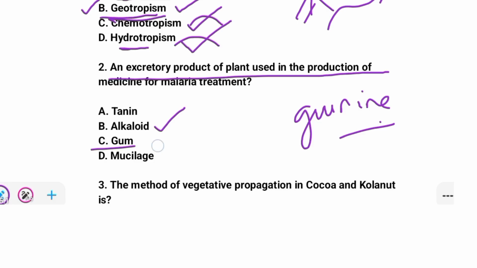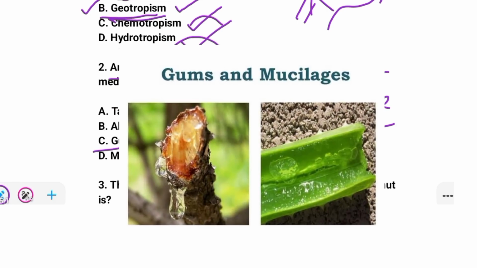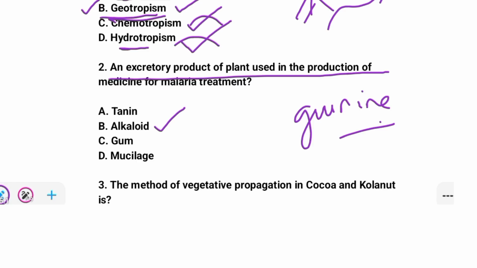The next one is gum. Gum is used for sealing or for thickening something, as in to gum two things together. The next one is mucilage. Mucilage is just a secretion from the body of the plant. So a thick secretion from the trunk of the plant. So it is not used for anything. It does not have anything to do with anti-malaria treatment. So the answer is the one that has quinine. So that is alkaloid. So the answer is option B.